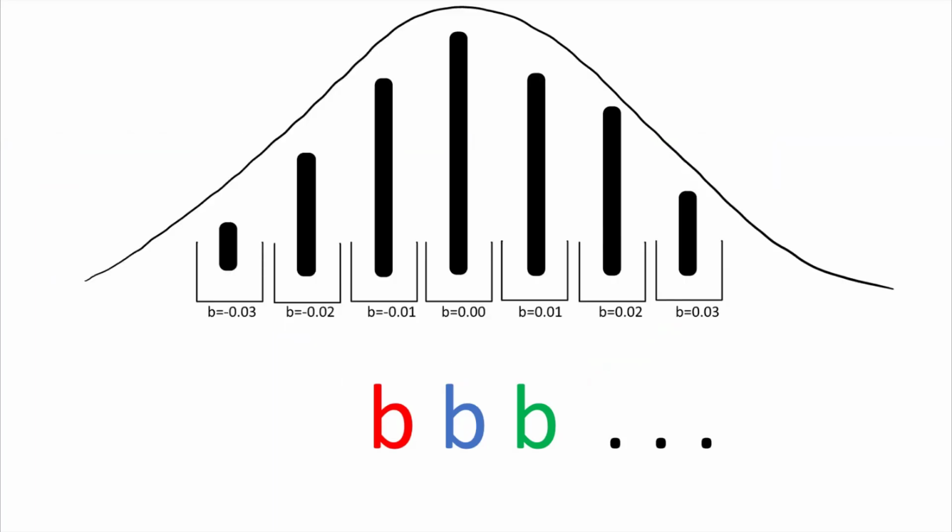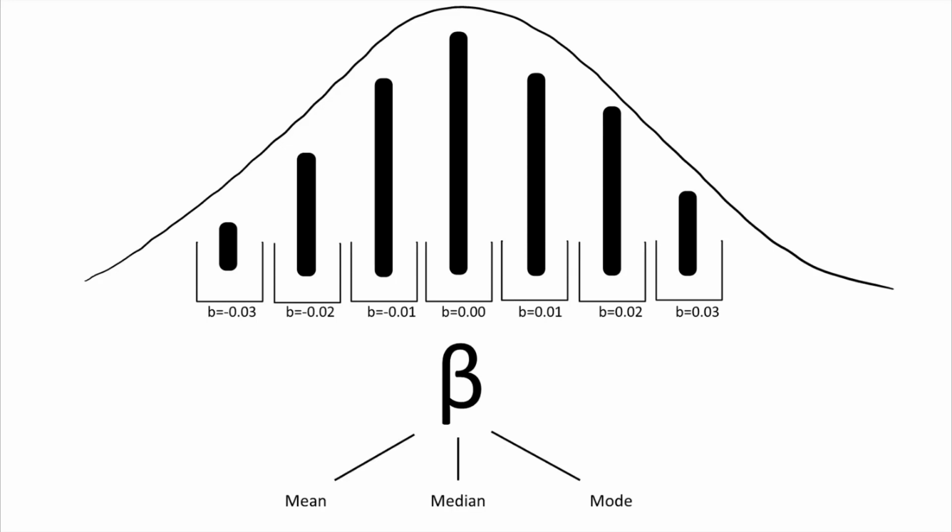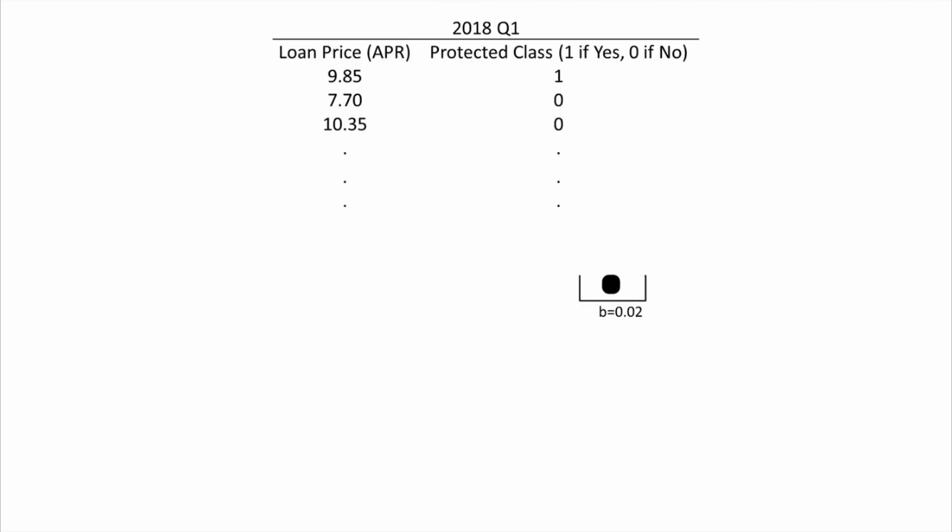We know that if we run many estimates over many different samples, the average of our result will be the true value. In statistical terminology, this means that the least squares estimator is unbiased, which means the results are normally distributed around the true value, which we call beta. So in theory, we could collect a large number of samples and rerun our estimator many times, and we could be confident that the average of our result will be the true relation between this protected class and the price. The problem with this is that we only have one sample from the first quarter of 2018, and therefore we only have one result, that b equals 0.02.